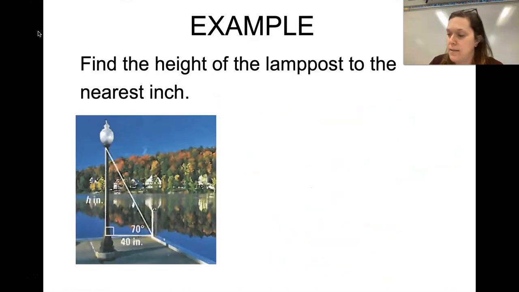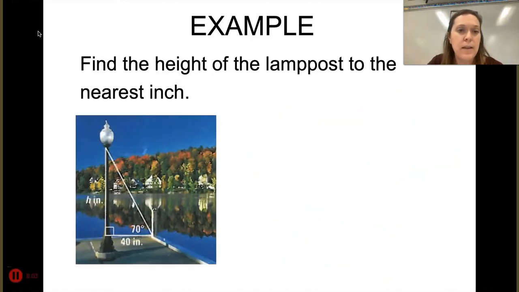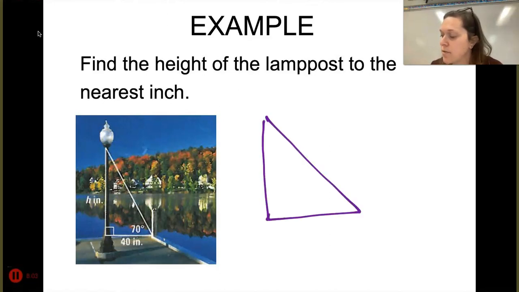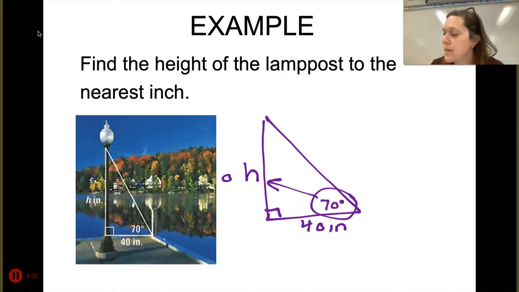All right. And here we have another one. I think this is the last one in your notes. Find the height of the lamppost to the nearest inch. I know that this picture is probably really bad on your sheet, so maybe you just want to recreate the triangle. So here's our triangle. Our lamppost is H. Down at the bottom leg is our 40 inches, and our angle here is 70 degrees. So if this is my reference angle, H is the opposite, 40 is the adjacent.